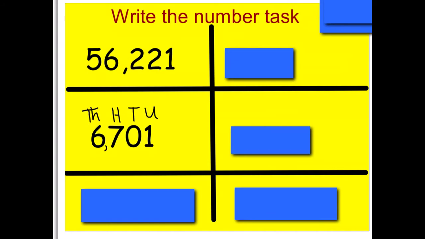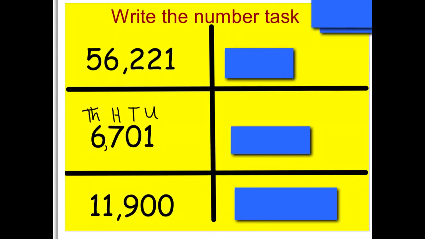Third number I'd like you to write, 11,900. And let's check the answer. There we have 11,900. Fourth number I would like you to write, 458. And let's check. There we have 458.